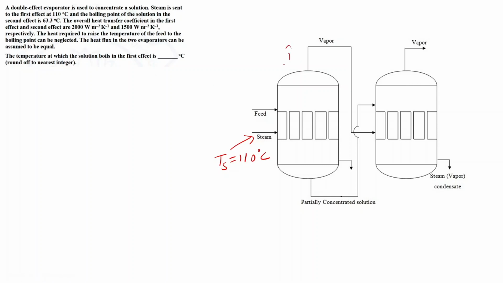This is my first effect evaporator, this is my second evaporator, and since the boiling point is 63.3 degrees Celsius, the vapor will leave at the boiling point. Let's consider the outlet of each evaporator. Here it will be T1 and here it is T2. T2 we have been given as 63.3 degrees Celsius, and we have been given the overall heat transfer coefficients in the first and second effect: U1 is equal to 2000 and U2 is equal to 1500.